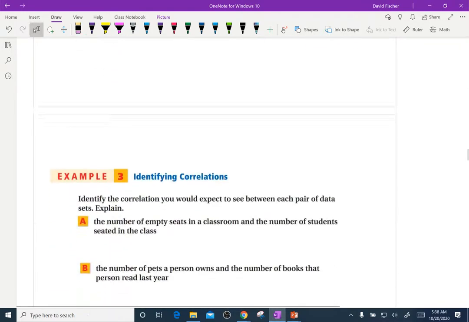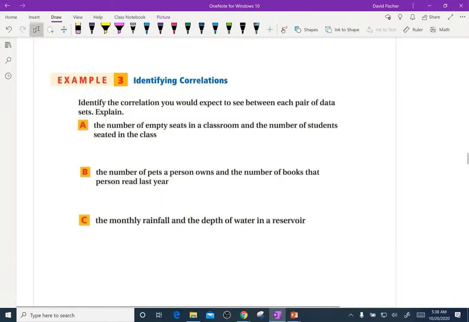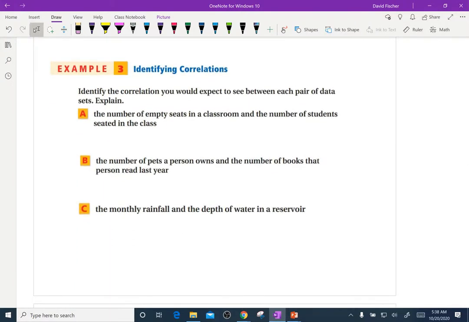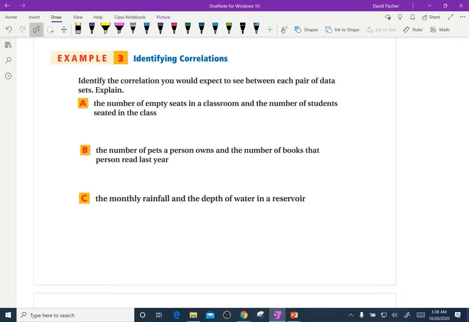Okay. All right. Now we have to kind of do some thinking. There's a whole lot of writing here because we have to explain. It says identify the correlation you would expect to see between each pair of data sets. Explain. So the number of empty seats in the classroom and the number of students seated in the classroom. So you got to kind of visualize this and think about it.